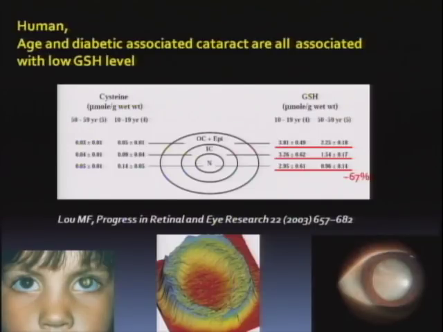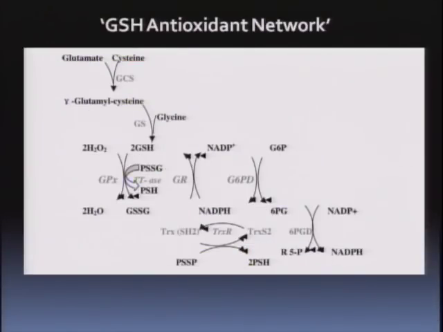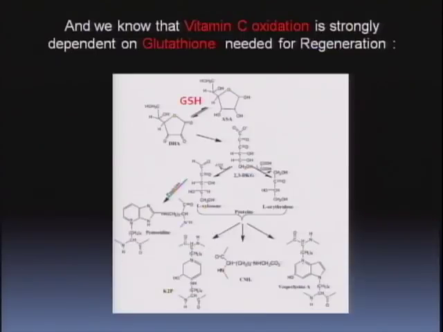From transgenic research, he demonstrated the lens has a barrier, so it can prevent, for example, glutathione from penetrating into the nucleus. That's why you always see the nuclear glutathione level is much lower than in the cortex. Glutathione works as an antioxidant network. It works with many cofactors to detoxify free radicals in vivo. We also know that glutathione is responsible for keeping ascorbic acid in a reduced form.